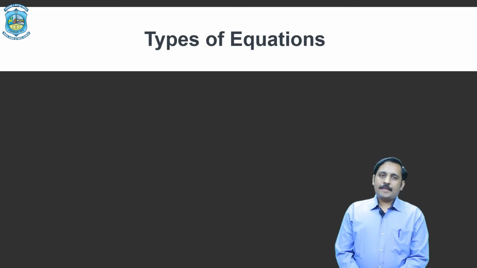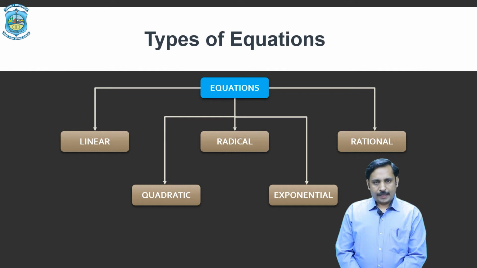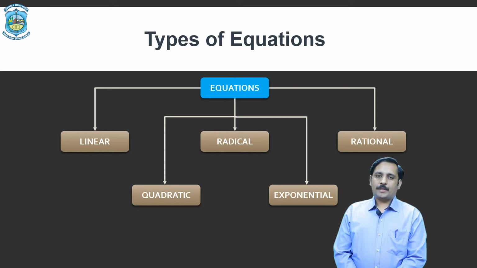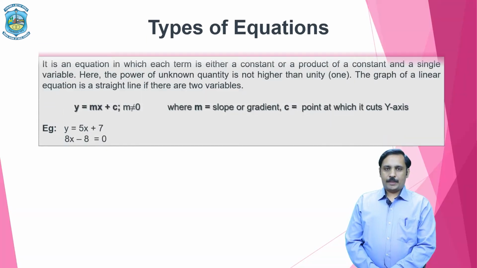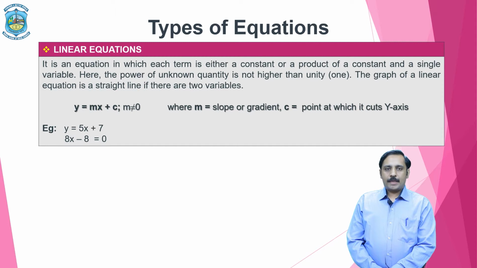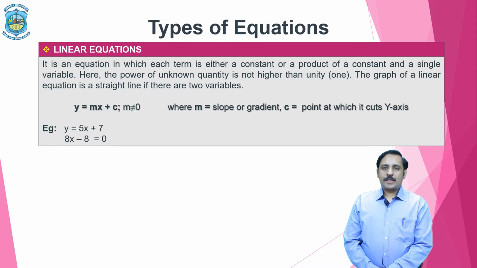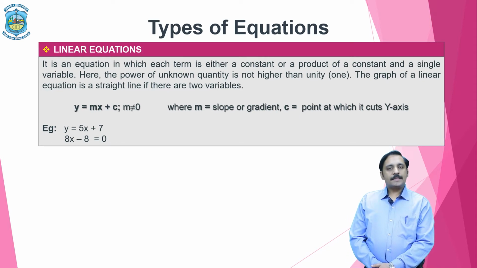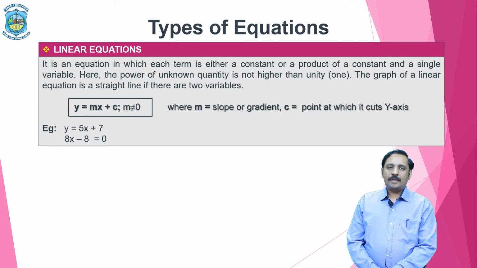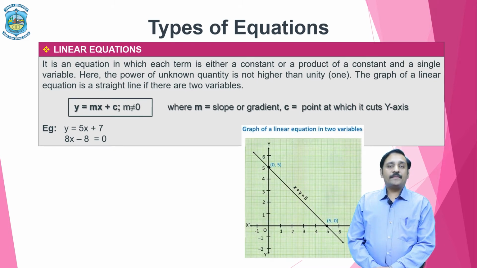Now we see some types of equations we have. We can broadly classify equations into 5 major categories. They are linear equation, quadratic equation, radical equation, exponential equation and rational equation. Linear equations. A linear equation is an equation in which each term is either a constant or a product of a constant and a single variable. Here the power of the unknown quantity is not higher than unity or 1. That means whatever is the unknown variable we have in the equation, the highest power of that unknown variable is 1.